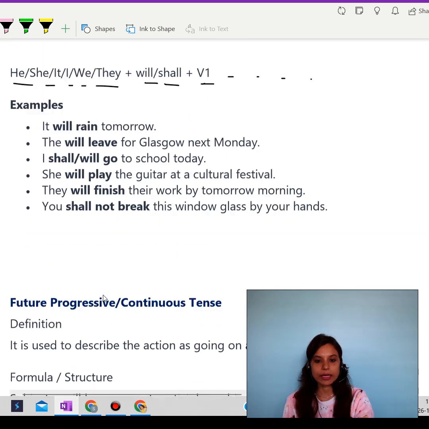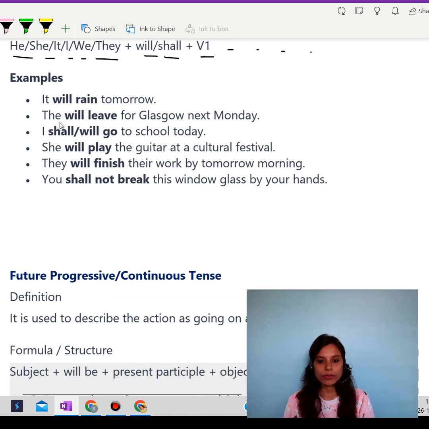Let's go through the examples. It will rain tomorrow. So it will definitely rain tomorrow, something which is yet to happen. It might rain tomorrow, or there is a 99% possibility that it will rain tomorrow. So, yes, this is the subject, and will rain is the verb, and tomorrow is the object. Like that, we can apply it to all the sentences.